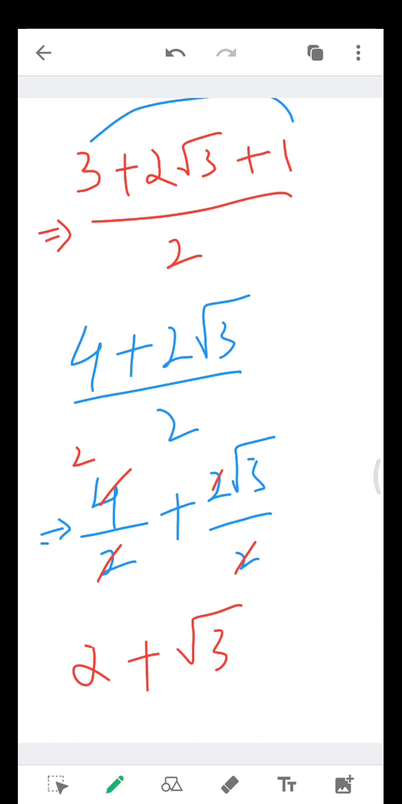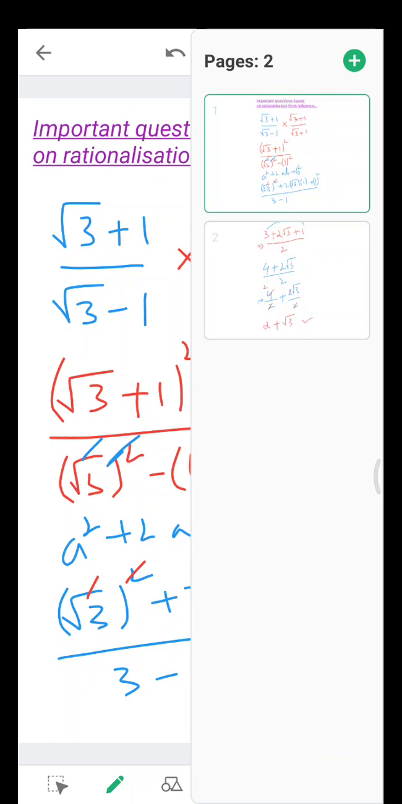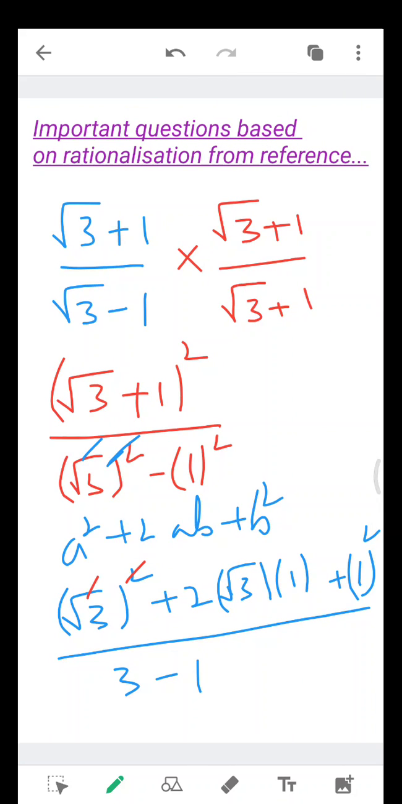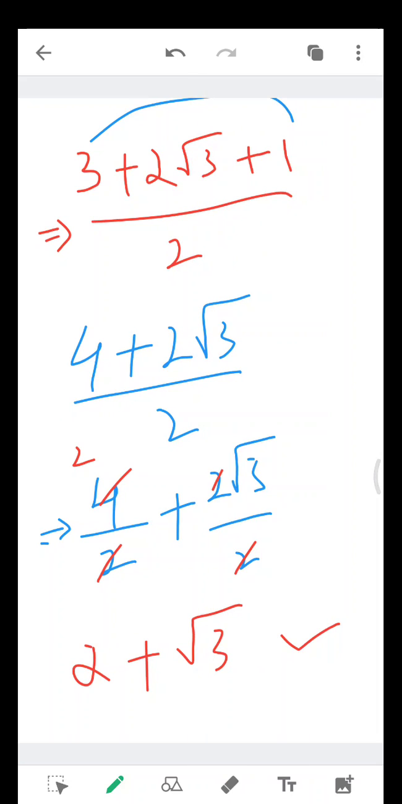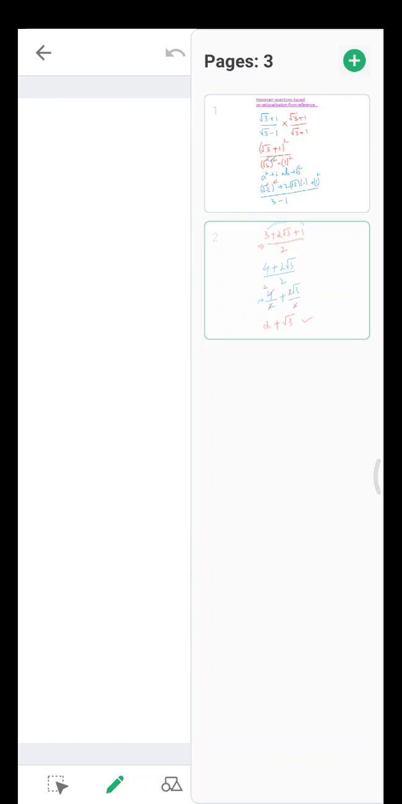So this is the simplified form of the question. The denominator is rationalized. What is the denominator here now? The denominator is 1. So the value of 2 plus root 3 is the same as the value of root 3 plus 1 by root 3 minus 1. Got it, everyone? This is the way we have to do this type of questions. I'll give you some more questions based on this same concept. Before that, let me explain one more.